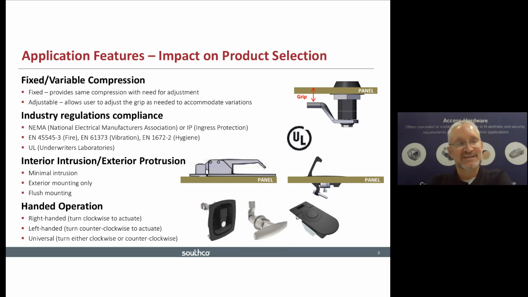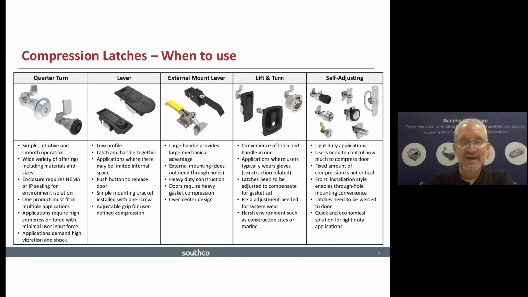Okay, now that we've discussed some of the terminology and some of the application requirements, let's go talk about the functional mechanisms that provide compression. Now, there are a lot of different mechanisms and form factors to make compression, but to make it easy, I like to bin them into 5 basic categories. And those categories are quarter turn compression latches, lever compression latches, external mount lever latches, lift and turn lever latches, and self-adjusting compression latches. Each one of these provides compression in a slightly different mechanism, and we'll talk briefly now about what the differences are.